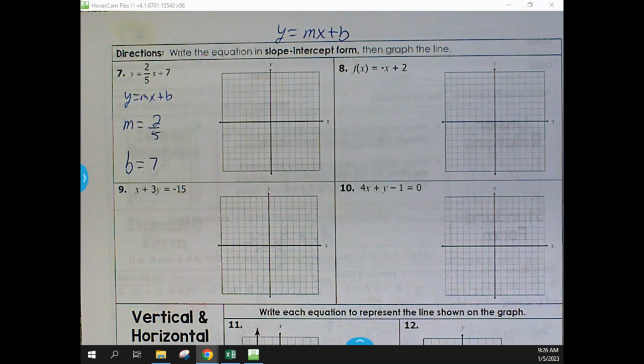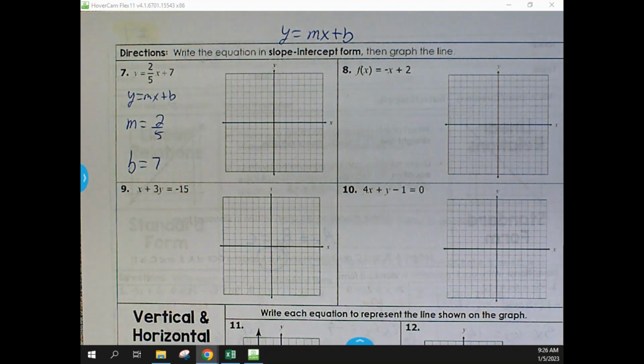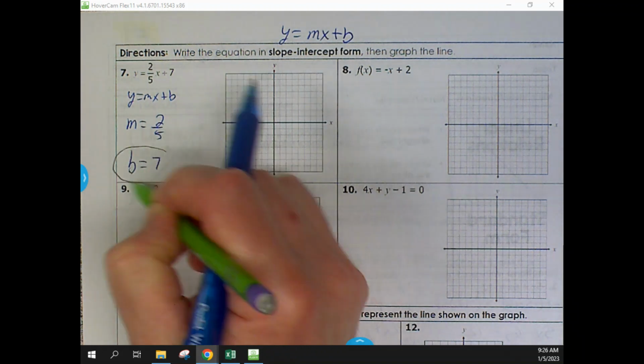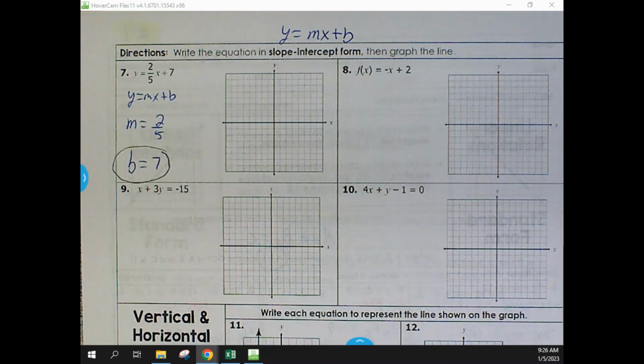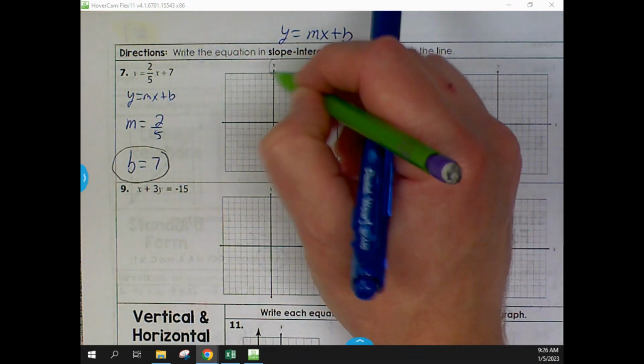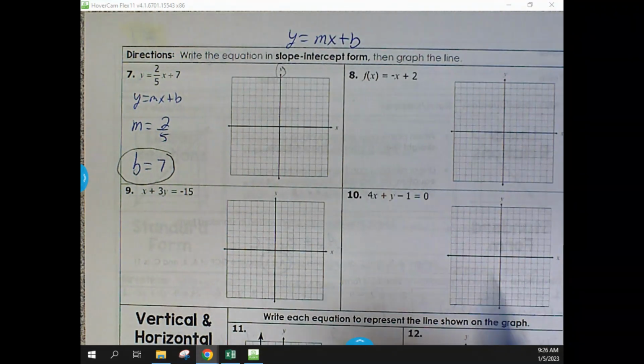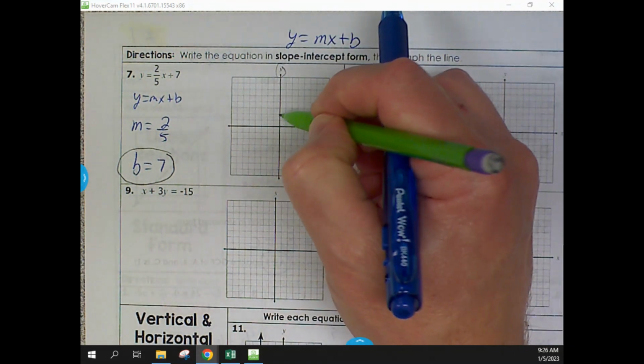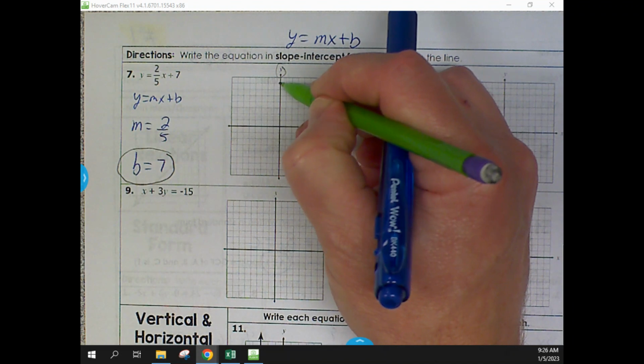All right, actually, let's do this. Let's make one little change here, because if we start this thing, the b value tells you where to start, right? It tells you where to begin on the y-axis. So you're going to start on this axis because that's the y-intercept. If we start this thing at 7, that puts us up here.